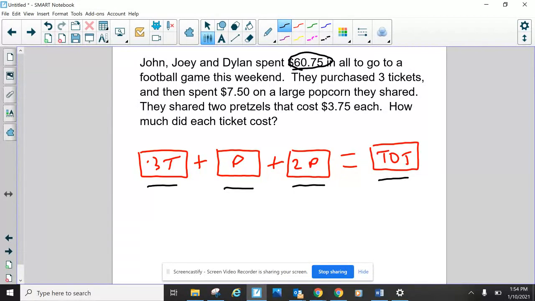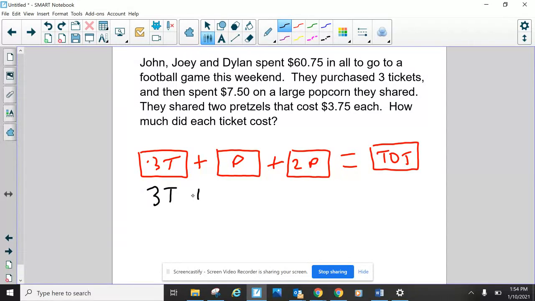So it's time for me now to go back into the problem, and plug in some information in these boxes in my flowchart. They want to know the cost of each ticket. So I don't have anything to replace this 3T with. That's really what we're solving for. That's what we're going to try to find, the price of 3 tickets.